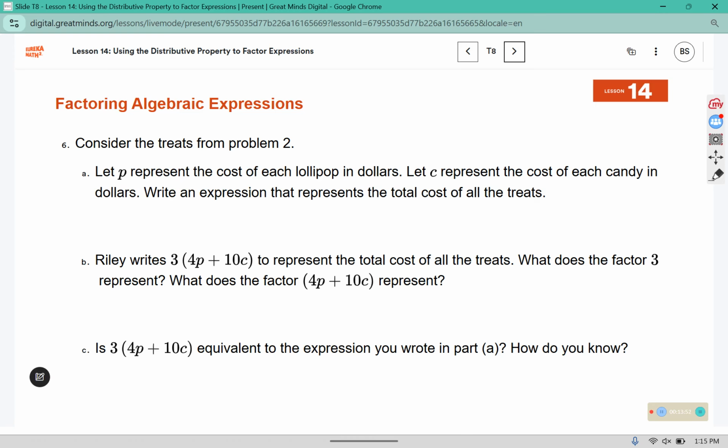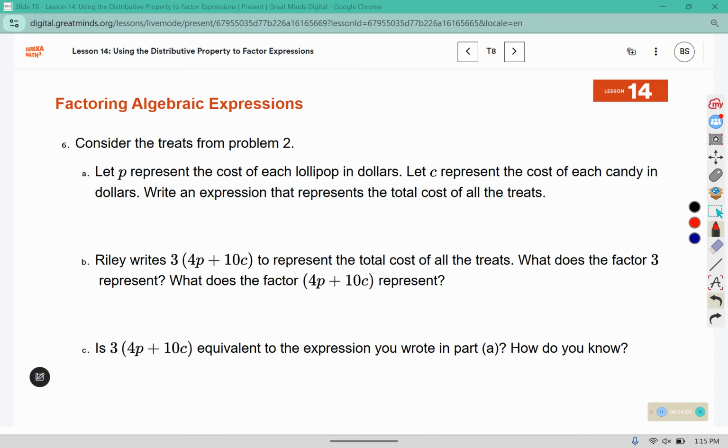Consider the treats from problem 2. Let P represent the cost of each lollipop in dollars, and let C represent the cost of each candy in dollars. Write an expression that represents the total cost of all of the treats.